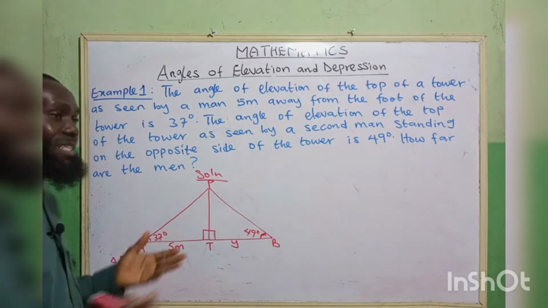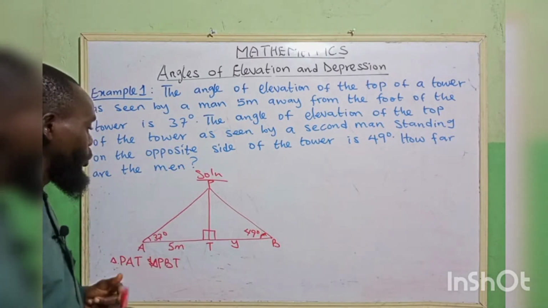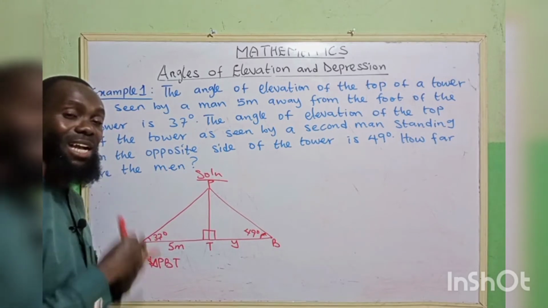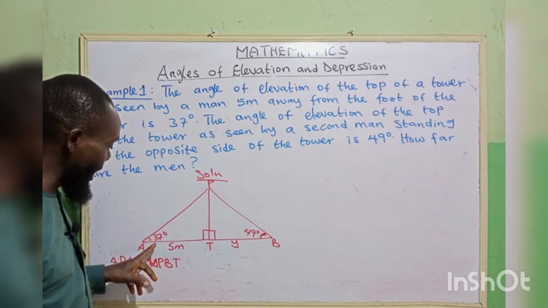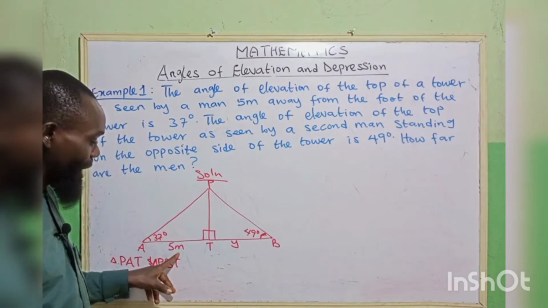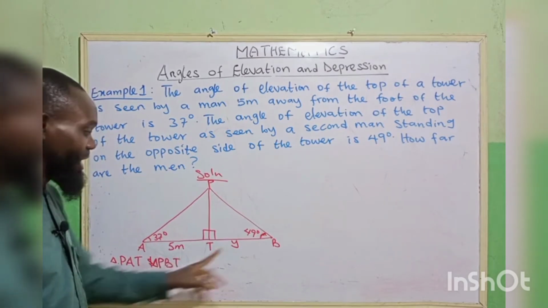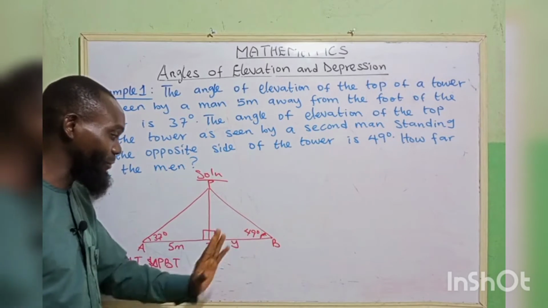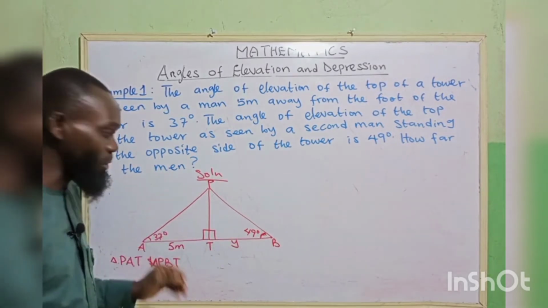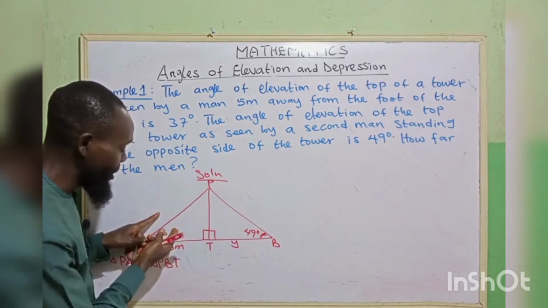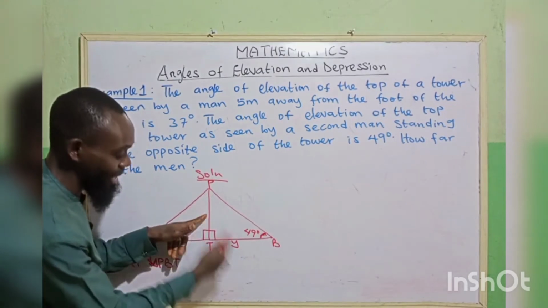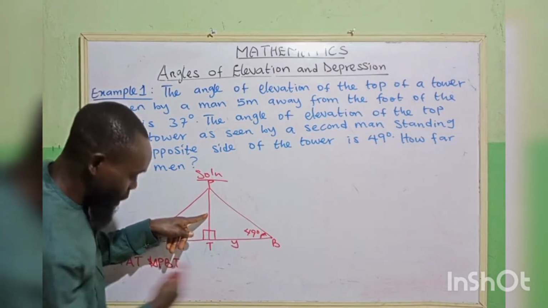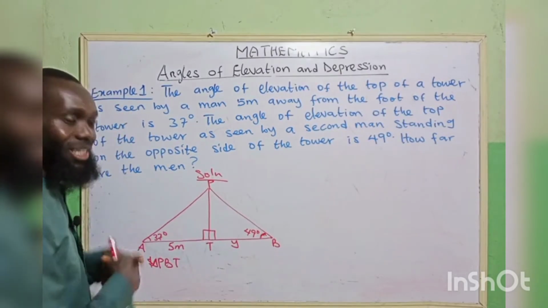Now, don't forget in our previous classes, to calculate any side in a right angle triangle, you must be given two parameters. Here we have angle 37 degrees and we have this side 5 meters. Here we have 49. Aside from 49, we don't have anything again. So which means we cannot do this. We come here to calculate this height. If you are able to calculate this height, definitely we can calculate this Y. Then we sum it up to know the distance between them.